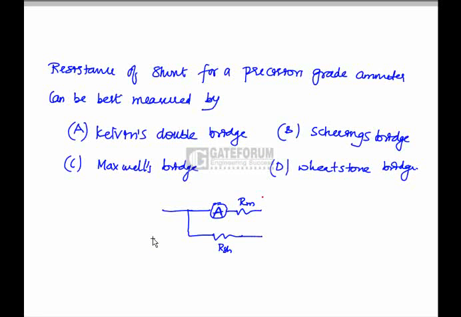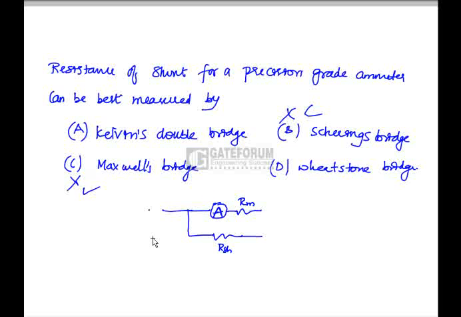Resistance of a shunt for a precision grade ammeter can be best measured by... You can see four options there. Directly you can eliminate two options, option B and option C. Maxwell bridge is for inductance and this is for capacitance. The other two are resistance bridges: Kelvin double bridge and Wheatstone bridge. Now which one do we have to use out of these two bridges? Why do we require shunt connections for ammeters? In order to increase the range of ammeters, we use shunt resistances.